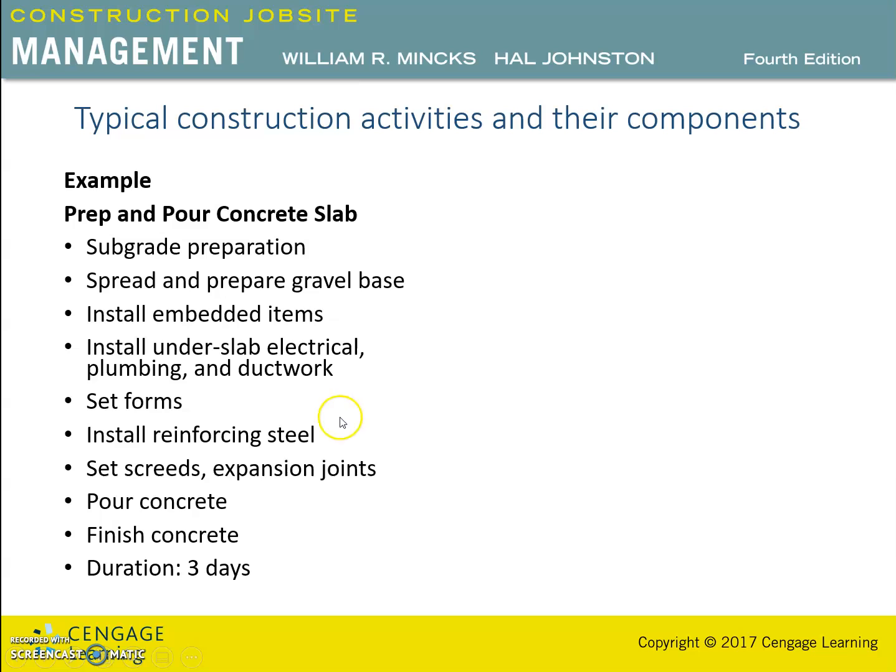Typical construction activities. For example, one example is this: prepare and pour concrete slab. First of all, subgrade preparation is needed, and then spread and prepare the gravel base. Then install embedded items, install under slab electrical, plumbing, and ductwork, set the forms, install the reinforcing steel, set the screeds, expansion joints, pour concrete, finish concrete, and typically this type of sequence of activities may take like 3 days to complete.